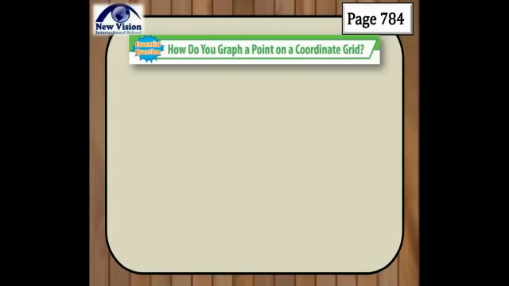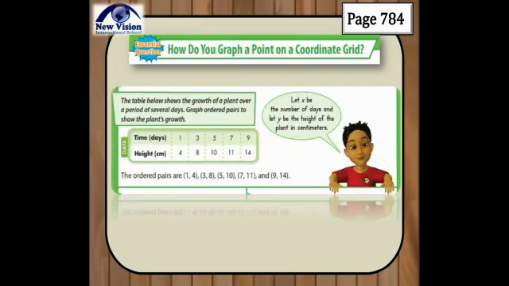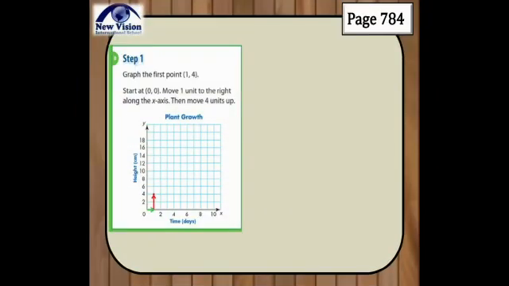Alright, let us review the video answering the essential question, how do you graph a point on a coordinate grid? Here we are given the data in a table form. We will represent x as time and y will be represented by the height. So our ordered pairs are (1, 4), (3, 8), (5, 10), (7, 11), and (9, 14).